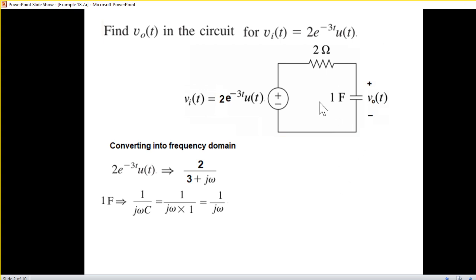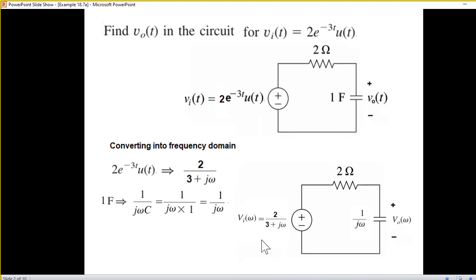Then we have to convert the 1 farad capacitor into the frequency domain as well. We know the formula 1 over jωC, plugging in the value, so 1 over jω is the frequency domain representation. The circuit in the frequency domain, phasor domain or Fourier domain, just keep in mind that they are the same thing, not much difference. We have just replaced the source and the capacitor with their phasor values.